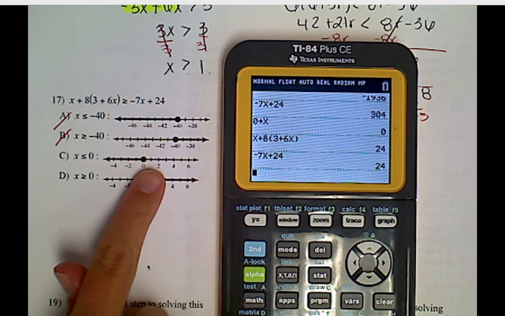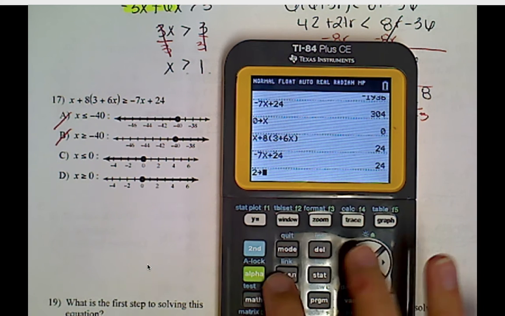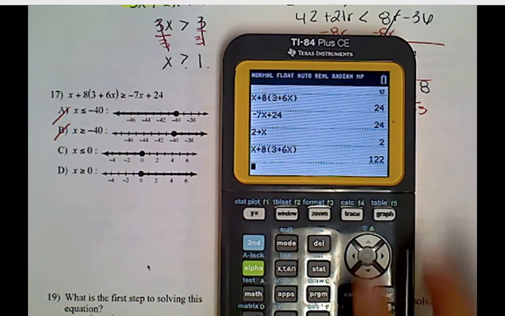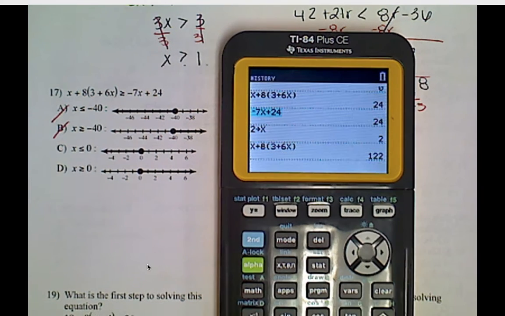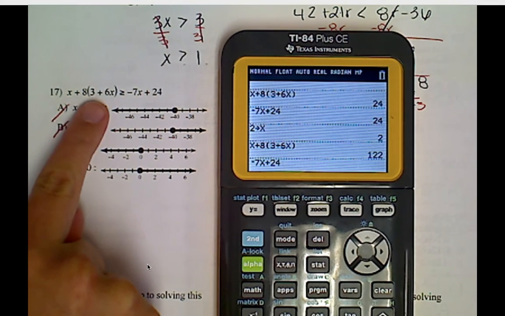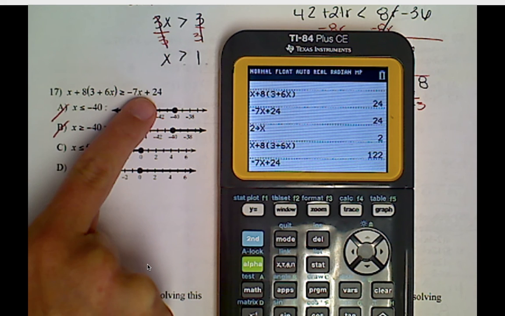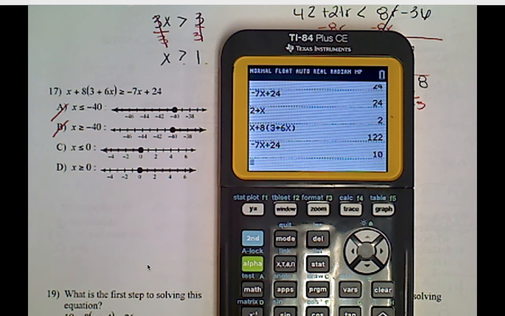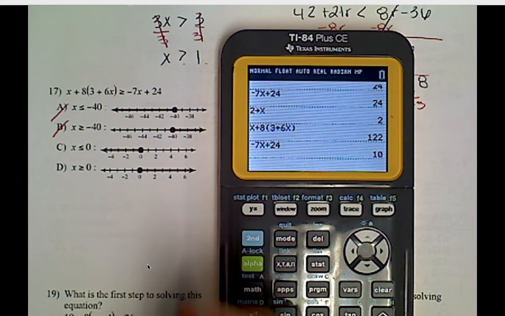If 2 doesn't check out right, C is your answer, because look, 2 is shaded here, 2 is not shaded here. So 2 stores x. Here's the left-hand side. Here's the right-hand side. And now before I press enter again, I want the left-hand side bigger than the right-hand side. Pac-Man's opening up. And is 122 bigger than 10? Yeah, it definitely is. So therefore, we can say that 2 is a solution.